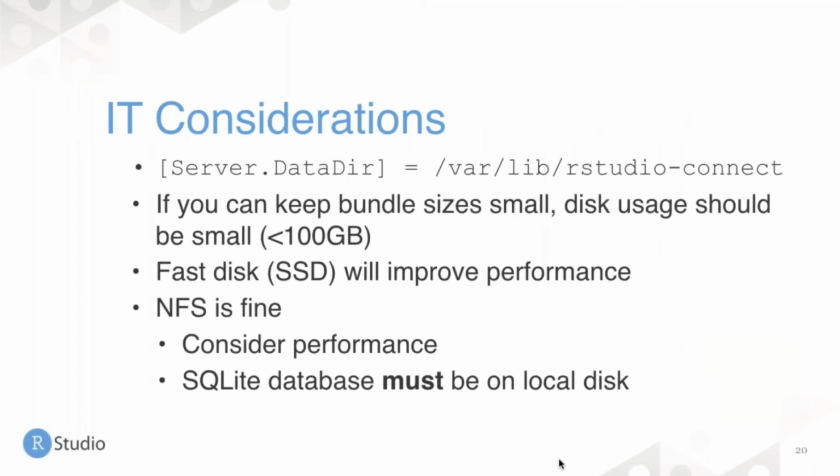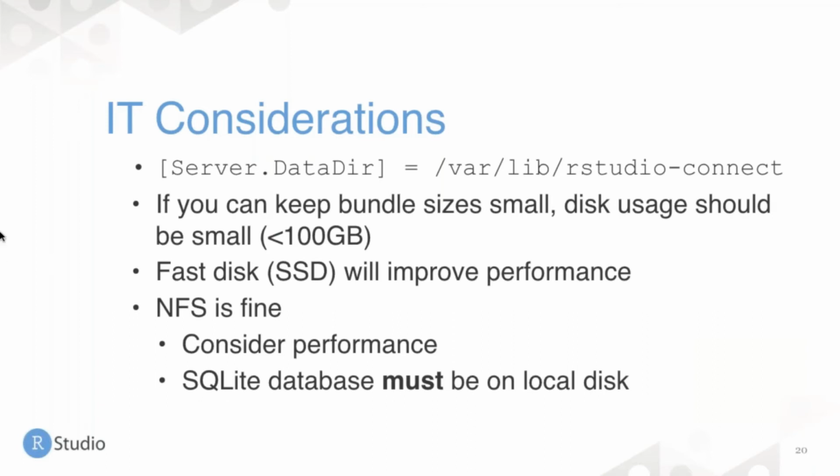So, a larger picture, a few things that you should consider from an IT perspective. First of all, you can manage the server.datadir setting, which by default is going to be var-lib RStudio Connect. That's where we're going to store our variable size data associated with Connect. If you have an NFS share or something larger where you want the bulky data stored for Connect, you can customize that setting and we'll put all the data there. In reality, if you can keep the bundle sizes small, the disk usage should probably be under 100 gigabytes for a medium traffic server.